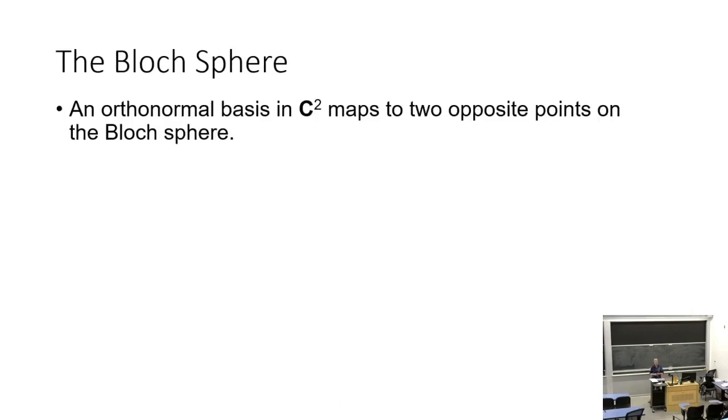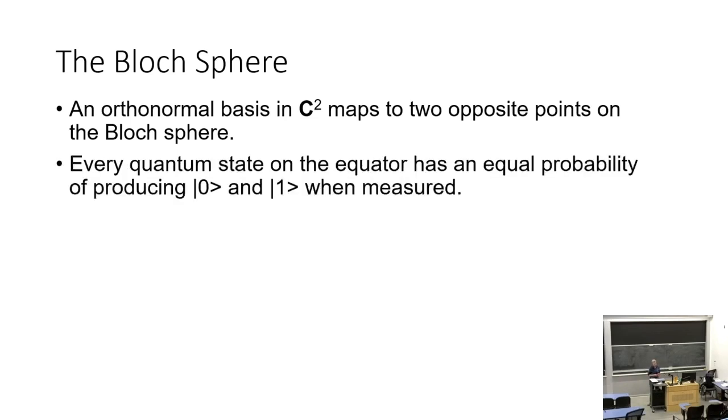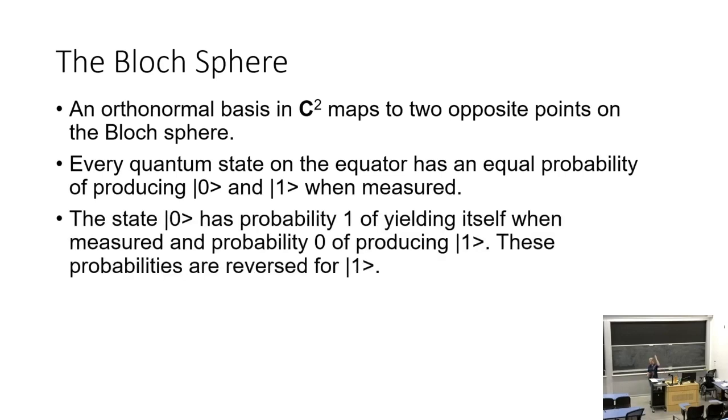Okay, so in general, in the Bloch sphere, we've seen that we have an orthonormal basis in C squared mapping to two opposite points on the Bloch sphere. And every quantum state on the equator is going to have an equal probability of producing 0 and 1 when I measure it. And the state at the North Pole, 0, has a probability of 1 of yielding 0 when I measure it, and a probability of 0 of producing 1. And those probabilities are reversed for the South Pole state.